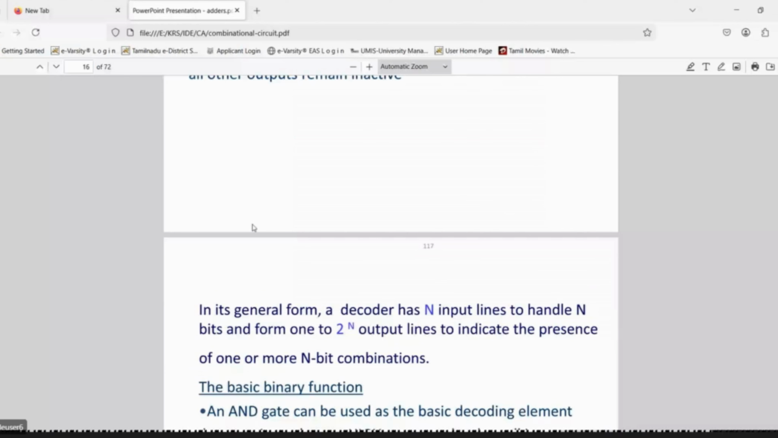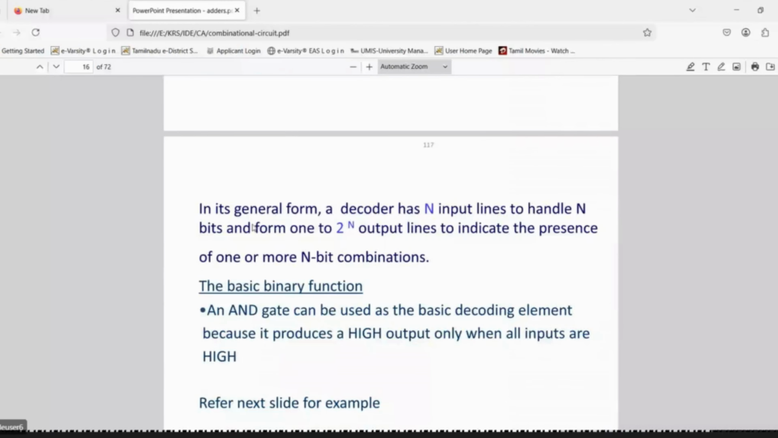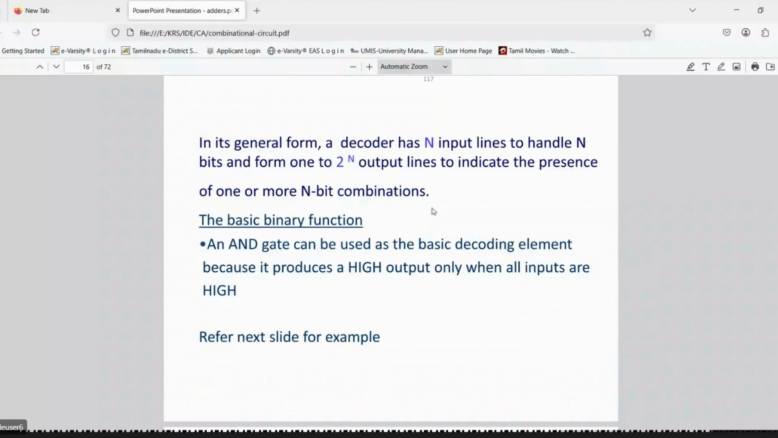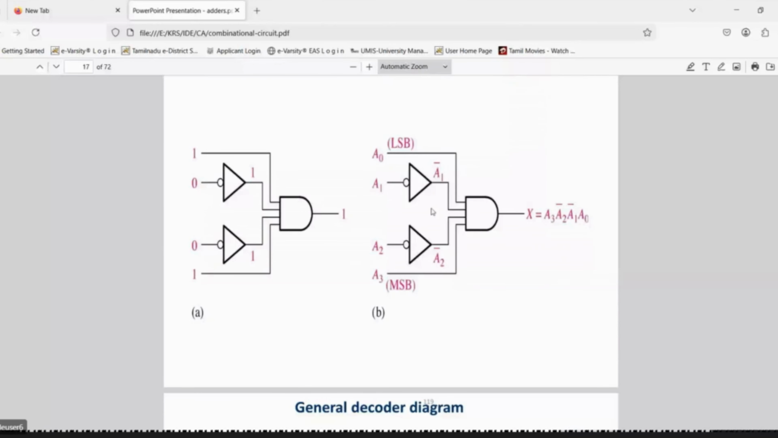In this general form, a decoder has input lines to handle n bits and 2 power n output lines to indicate the presence of one or more bit combinations. The basic binary function AND gate can be used as a basic decoding element because it produces a high output only when all inputs are high. So it's a basic example.